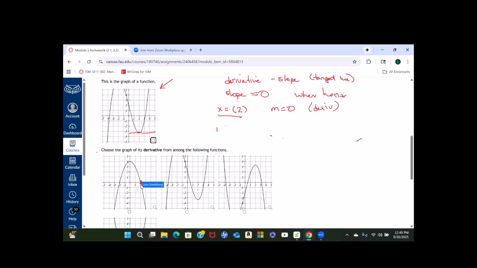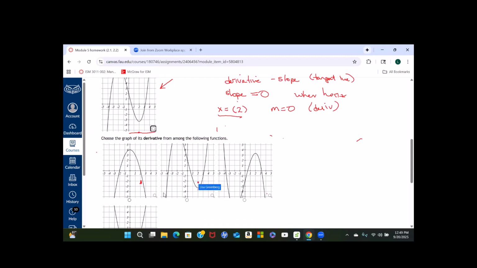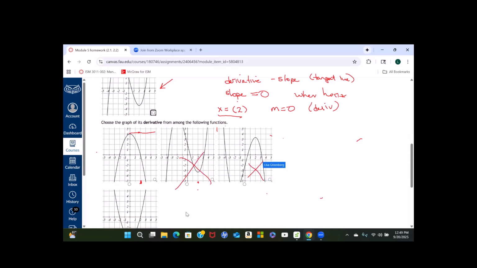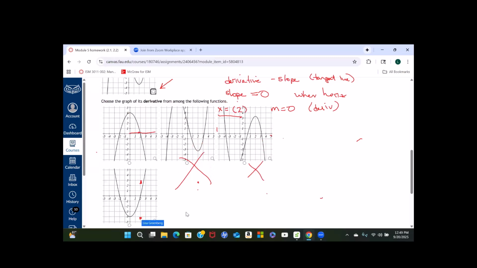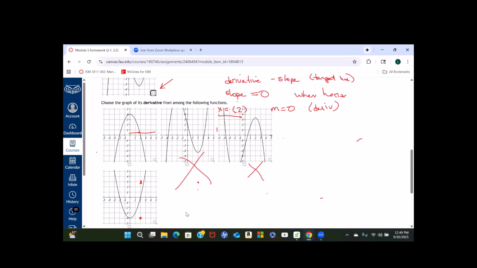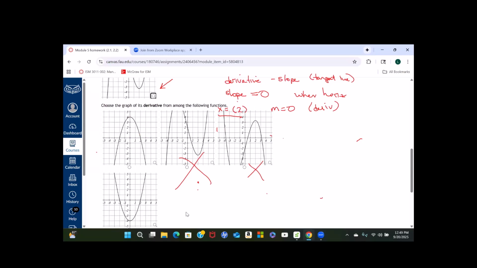That graph looks good. That graph's no good. It can't be that one. This graph is no good because there's no 0 at 2. It's either this one or this one. Let me erase my lines because you keep moving.